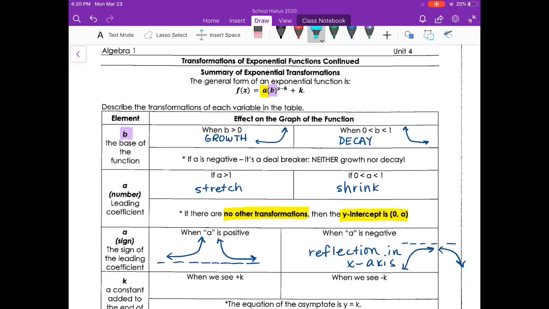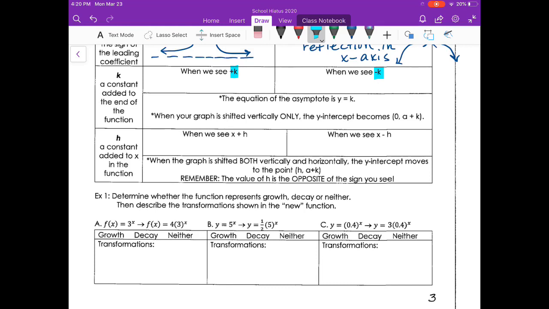Next, we'll look at k, the constant added to the end of the equation. The value of k tells us a vertical shift. If we see a plus k at the end of the equation, this will shift the graph up. If we see a negative k at the end of the equation, it'll shift the graph down. The equation of the asymptote for the function is y equals k.